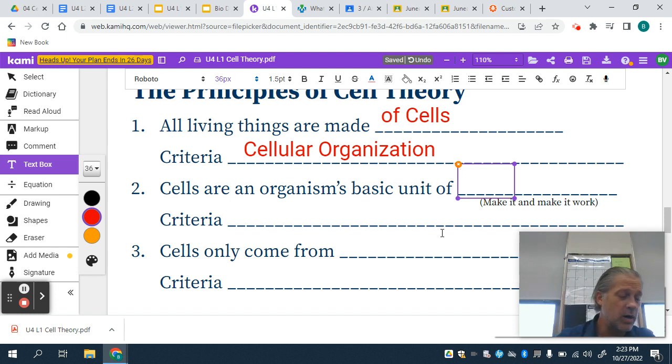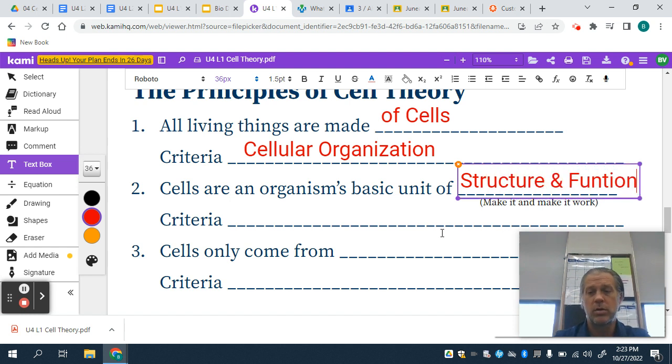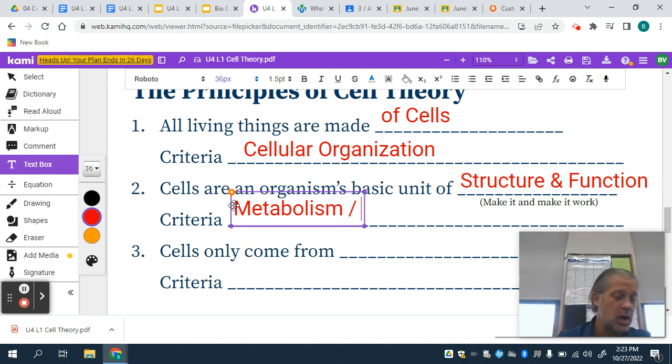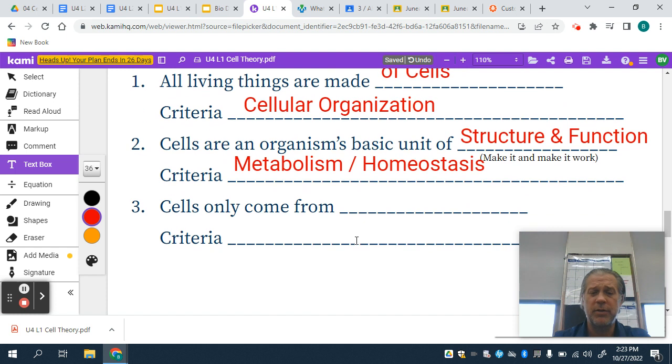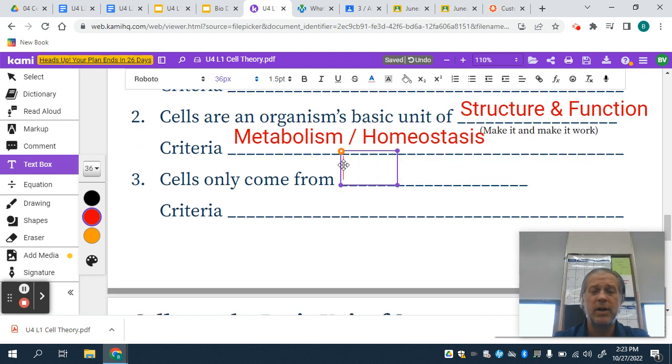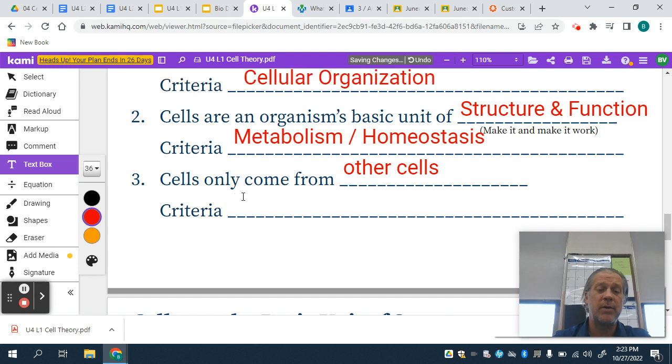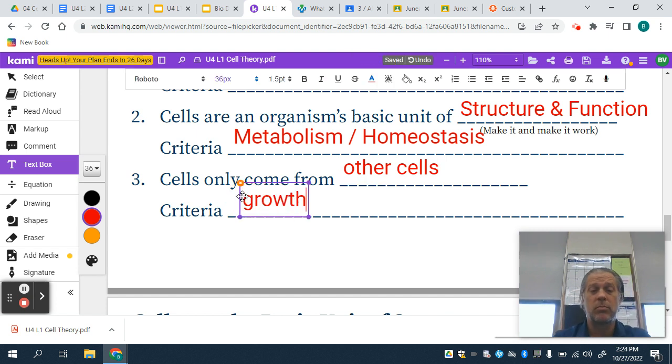Second, cells are an organism's basic unit of structure and function. And the criteria that I would use to classify that would probably be metabolism and perhaps homeostasis. The last part of cell theory that you need to be responsible for having some type of understanding of is that cells only come from other cells. And the criteria here, I would say, would probably be growth and development, and perhaps heredity.